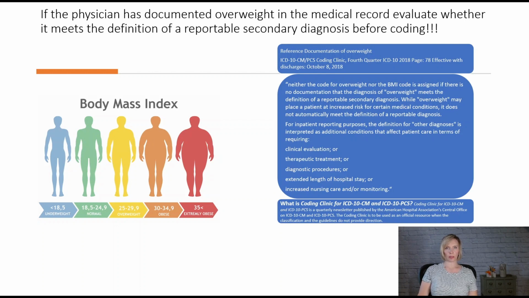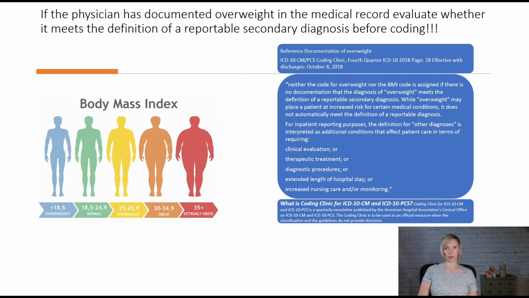According to the newer Coding Clinic, which takes precedence over previously published advice, the diagnosis of overweight is not always considered clinically significant and should only be reported if it meets the definition of a reportable secondary diagnosis. For inpatient coding, a reportable secondary diagnosis refers to additional conditions that have an impact on patient care requiring clinical evaluation by the physician, therapeutic treatment, diagnostic procedures, extends the length of the hospital stay, or requires increased nursing care or monitoring.